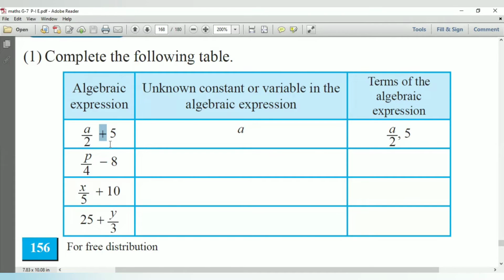Addition mark. Right? So two terms are there. One is A divided by 2, other one is 5.